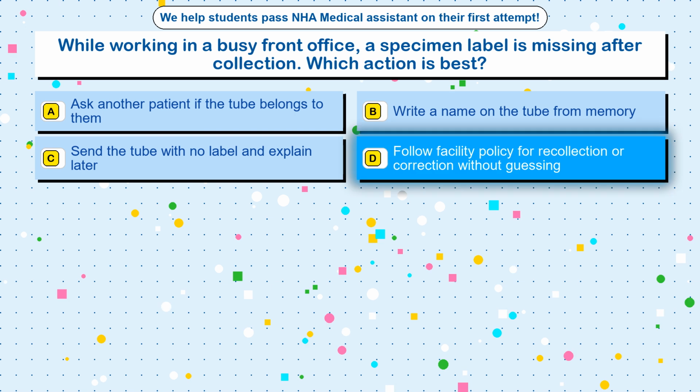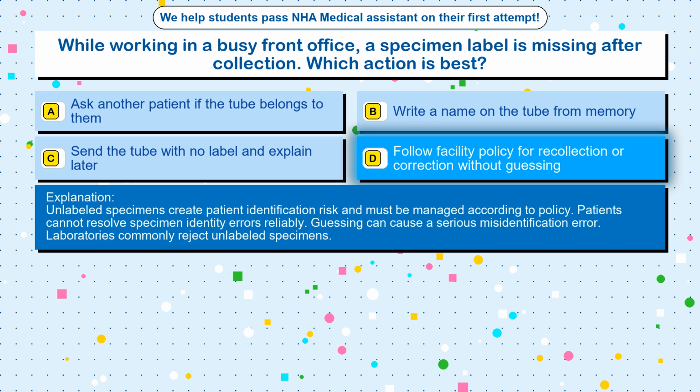The correct answer is option D. Follow facility policy for recollection or correction without guessing. Unlabeled specimens create patient identification risk and must be managed according to policy. Patients cannot resolve specimen identity errors reliably. Guessing can cause a serious misidentification error. Laboratories commonly reject unlabeled specimens.